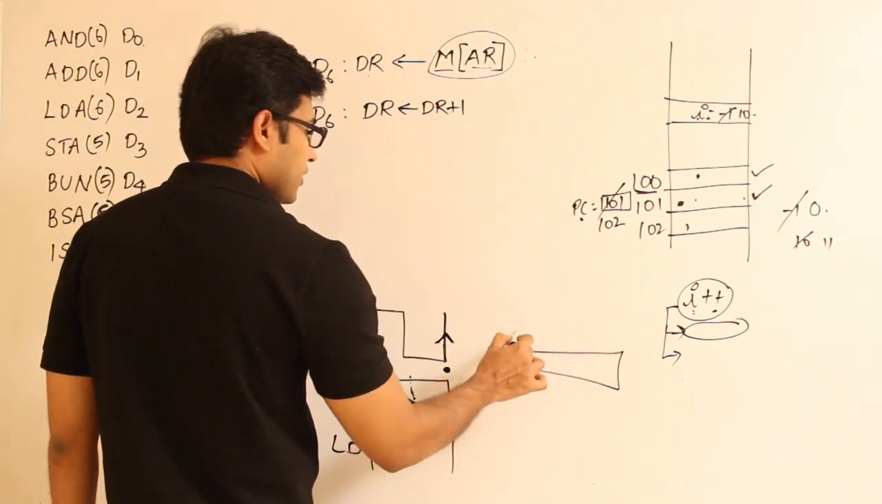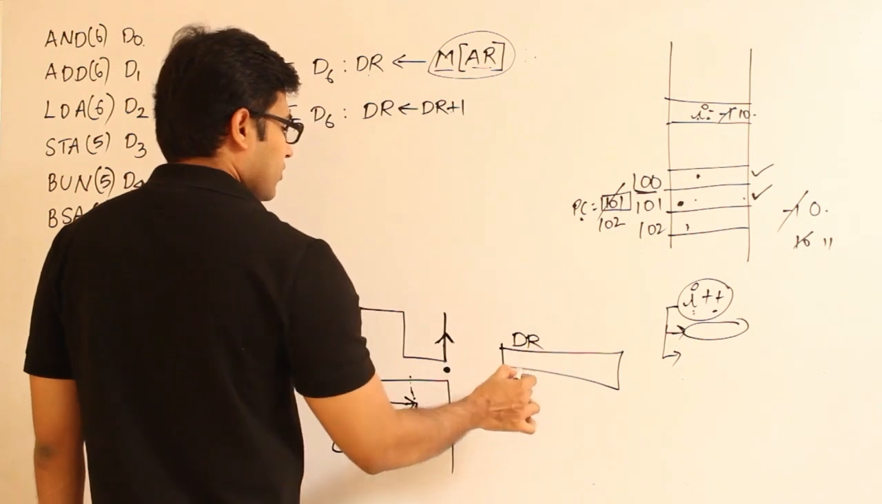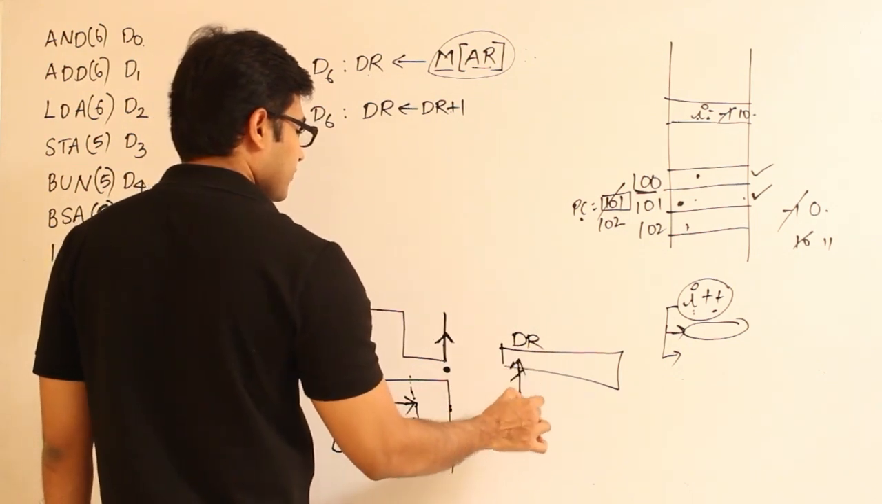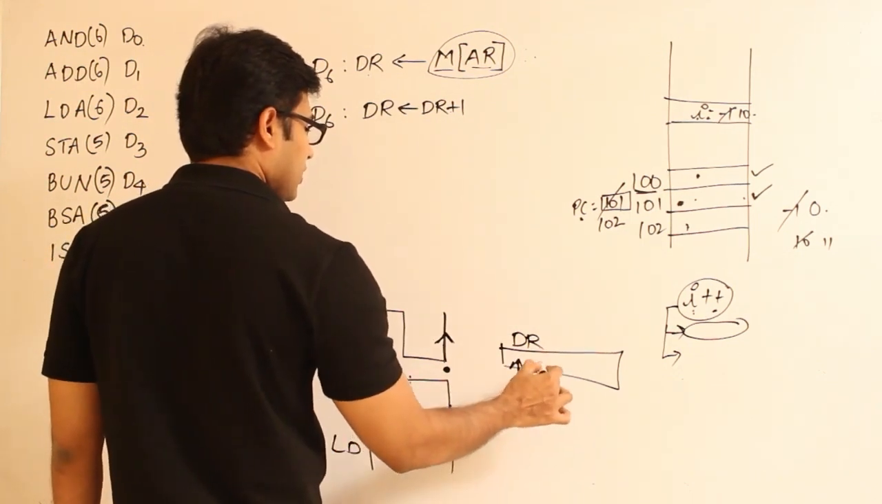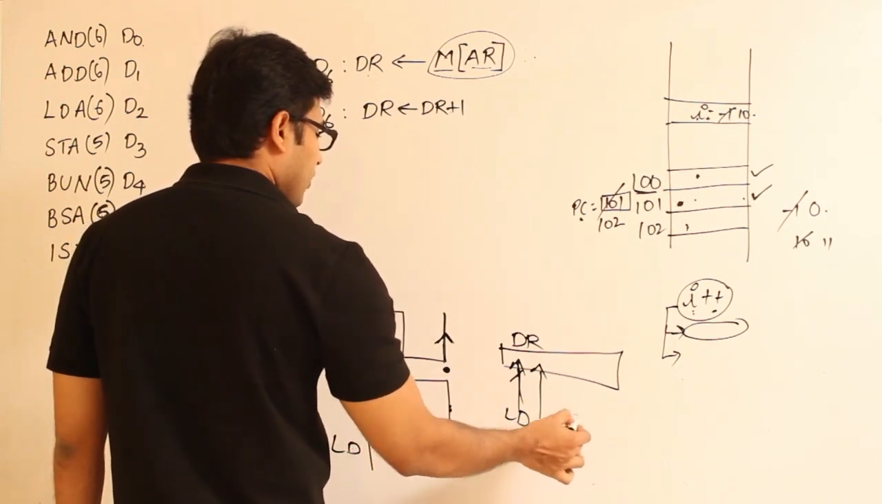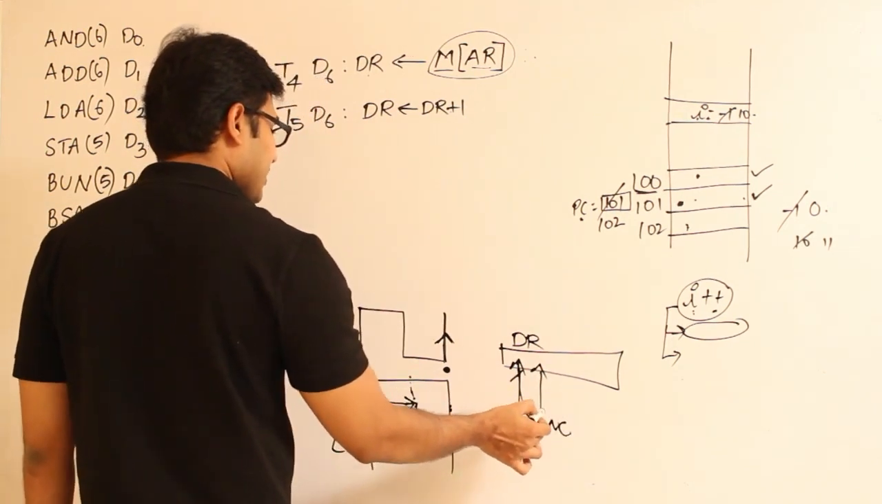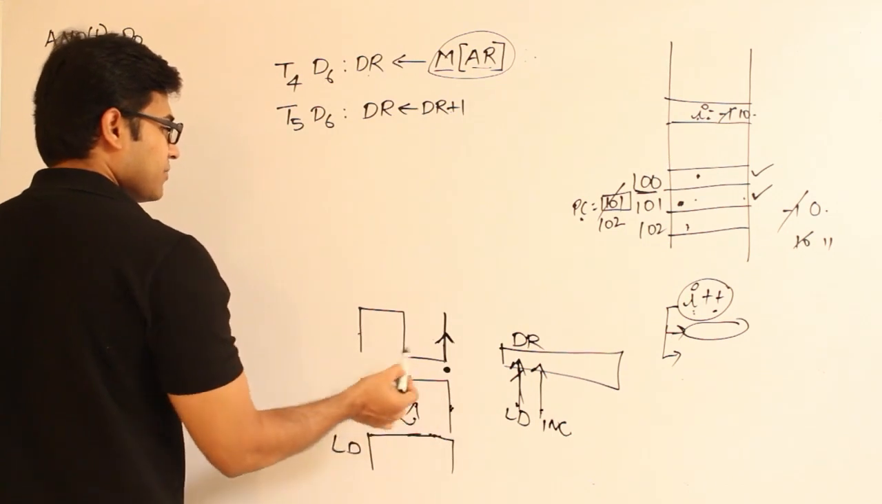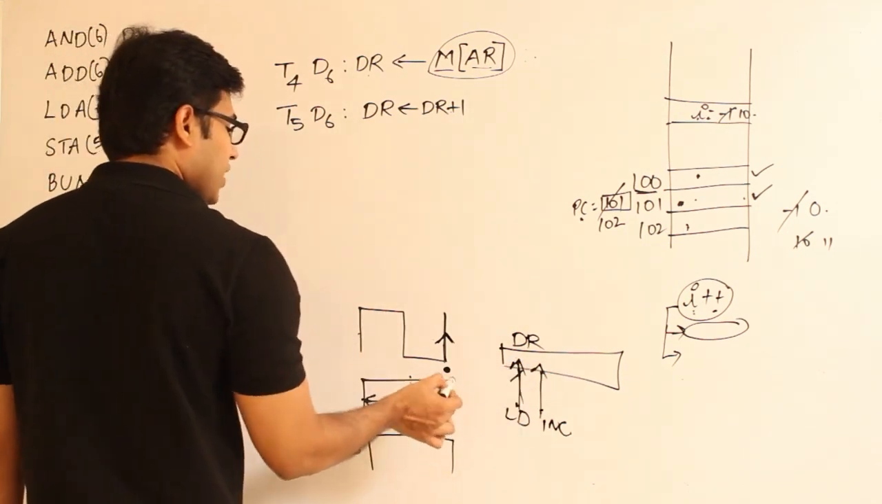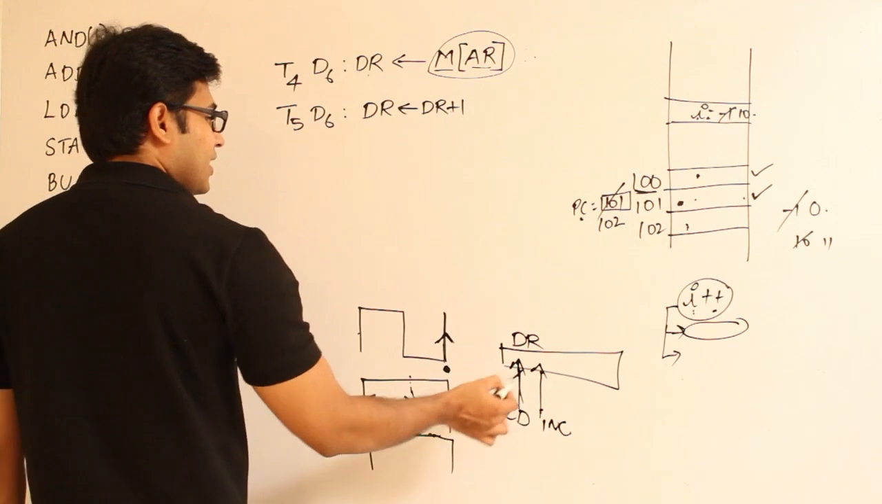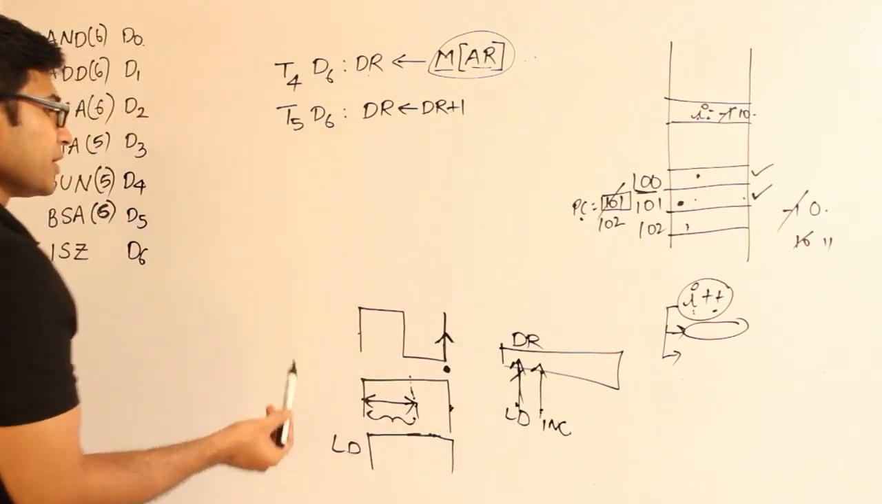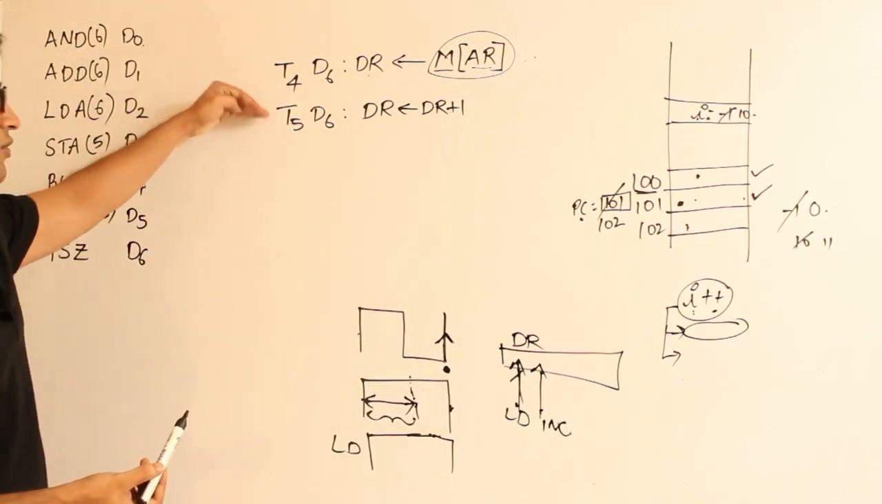So this is DR, the data register. One is load and the other one is increment. Now if you try to enable both of them simultaneously in the same signal, both of them will try to happen at the same time, and the result will become unpredictable. That is why let's do it one after the other.